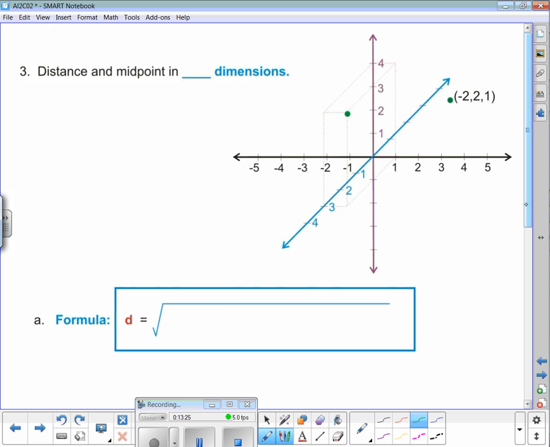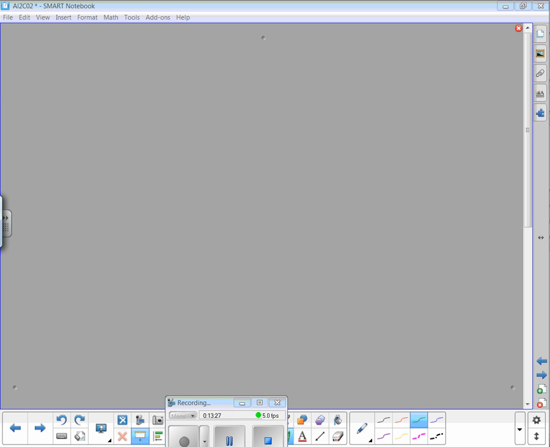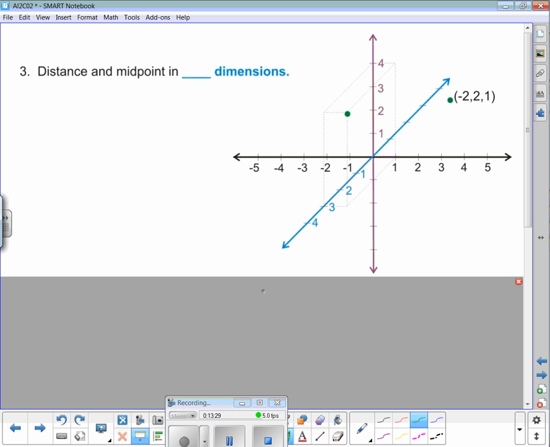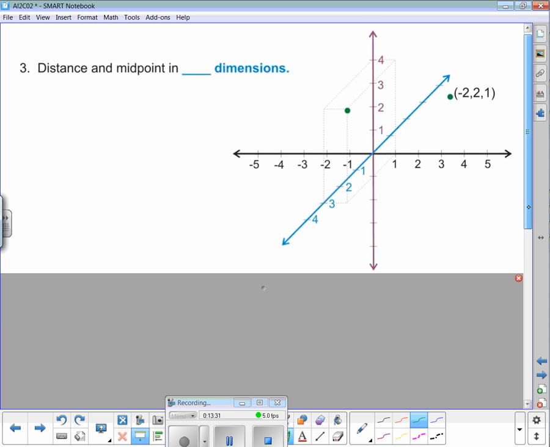All right, next. Put my shade up here. So 3 dimensions, distance and midpoint in 3 dimensions. So the real world is 3-dimensional.